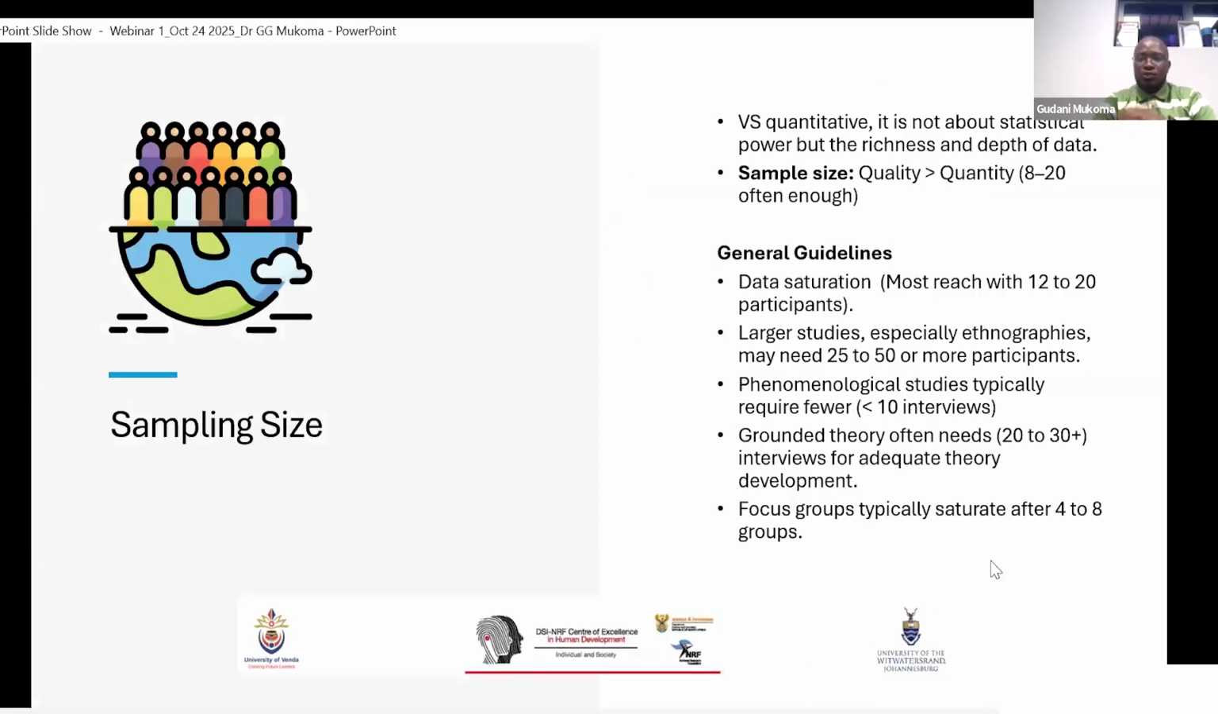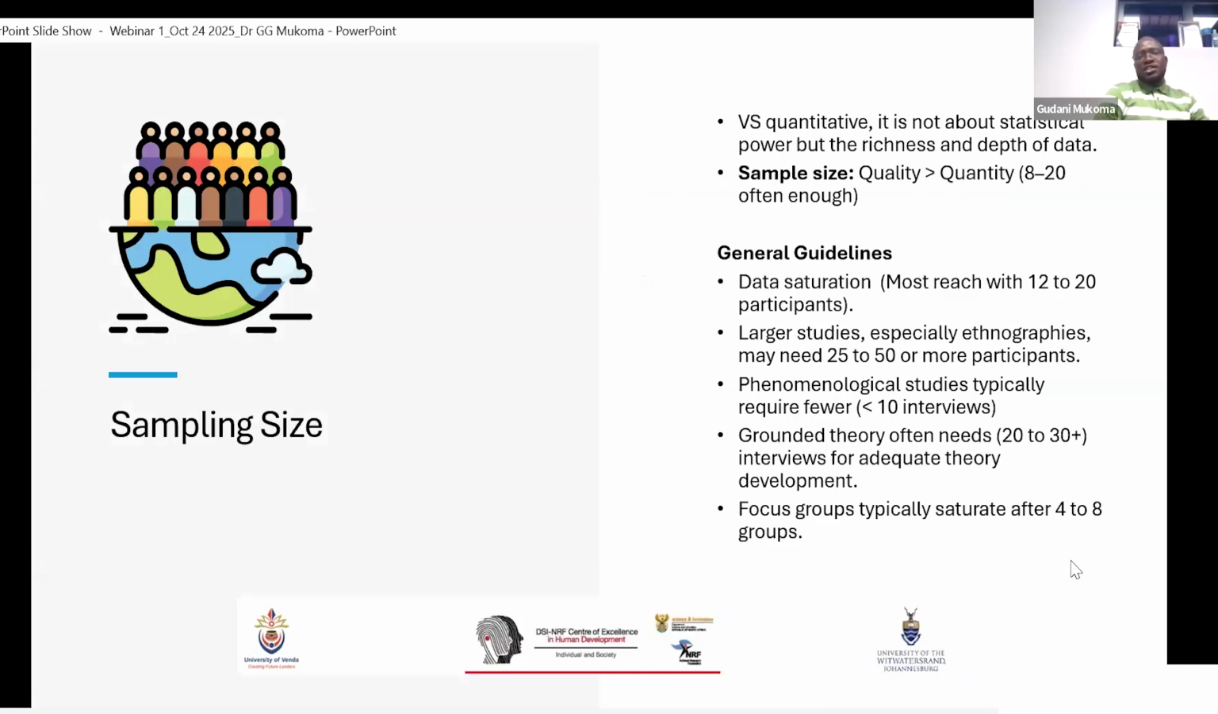Now, I want us to talk about the issue of the sampling size. And this, I recall, was a question that was brought up earlier in the chat box as well. This is very important because sampling size tells us exactly how useful that data is. We talk about issues of trustworthiness. We talk about how reliable this information is.